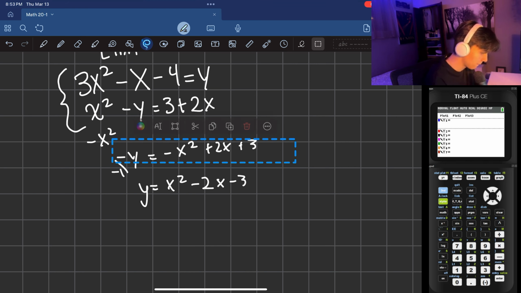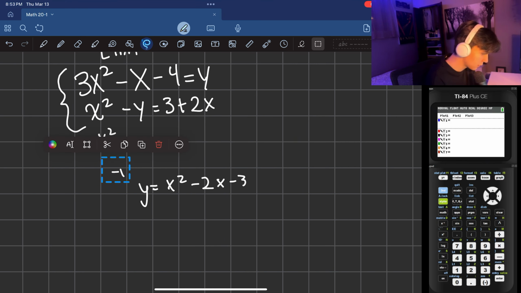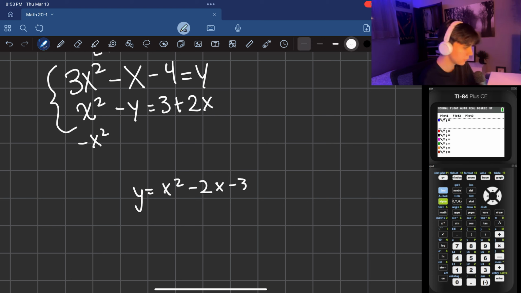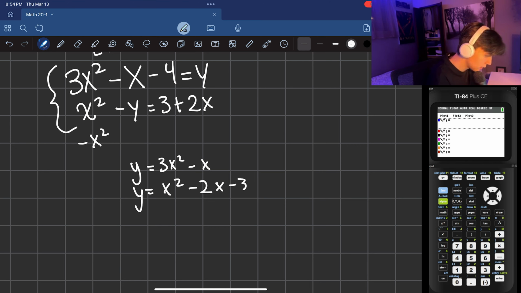Okay. So now that we've got our y terms lined up, all we need to do is just write our equation above it, our original one. So we have 3x squared minus x minus 4. And you're going to notice how everything actually lines up real nicely. So we have y over y, x squared over x squared, x over x, and our constants over our constants.